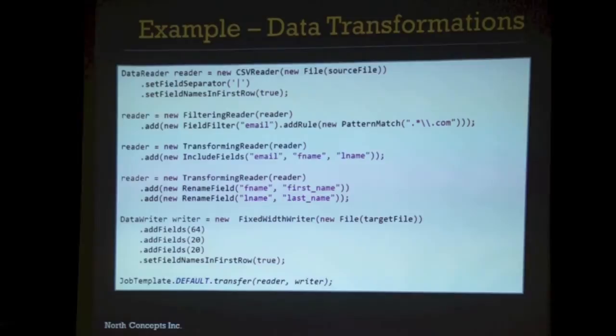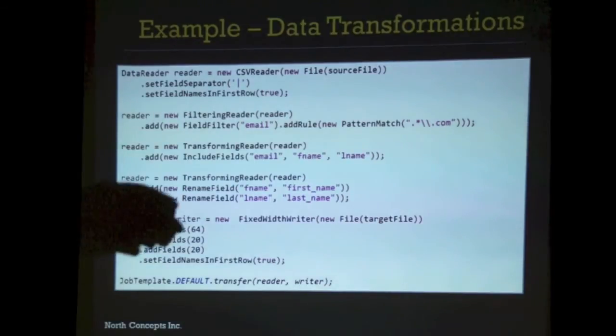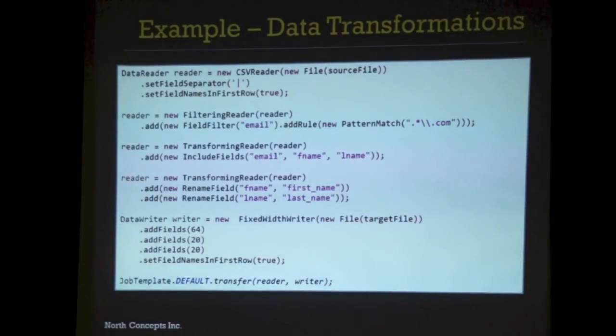The next line basically says that these are the only fields that I want. I only want the email field, first name and last name fields. That's it. Everything else gets discarded. And the next line, the transforming reader, basically just does a rename. So it renames F name and L name to first name, last name. These could be combined because you can see that they're both just operations on a transforming reader. I just added it like this for readability. That's about it. And the second last section here now creates the fixed width writer.